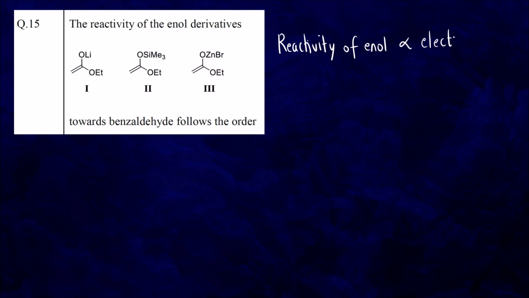So how do we check the reactivity? We must know what the reactivity depends on. The reactivity of the enolate or enol derivative is directly proportional to the electron density on the oxygen atom.